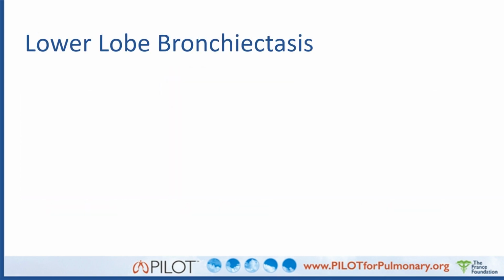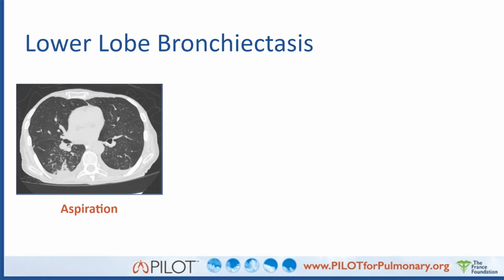In contrast to a patient having upper lobe predominant bronchiectasis, if they have lower lung predominant bronchiectasis, our differential includes aspiration, especially if we see mucus within the lower lobe bronchi, or if the patient has a large, dilated esophagus with an air fluid level.